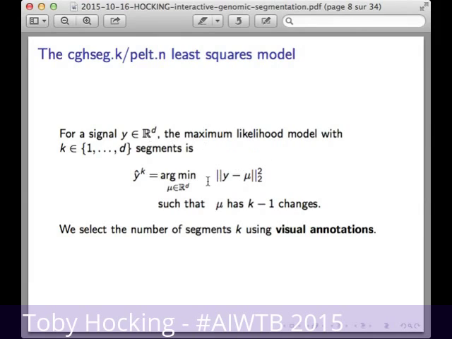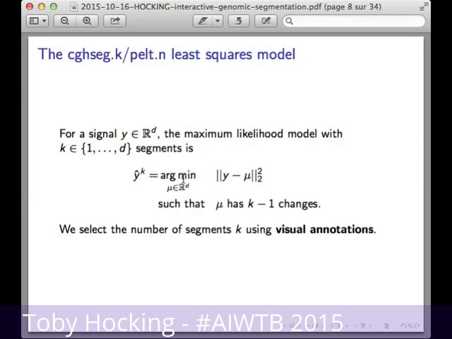What this amounts to is an optimization problem trying to minimize the square error between the data y and the mean level mu. That's equivalent to maximum likelihood Gaussian inference. This model is defined for a given number of changes, right? So y hat k, the estimated mean with k segments, is the solution to this minimization problem, subject to the constraint that the mean vector has k minus 1 changes, or k distinct segments. We call this the maximum likelihood segmentation because it is the most likely mean vector, the most likely k minus 1 change points.